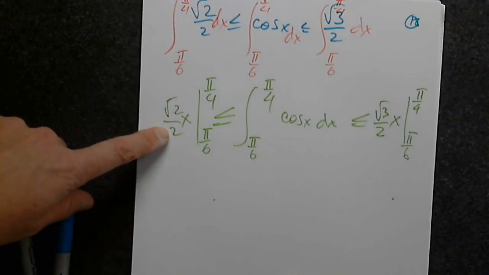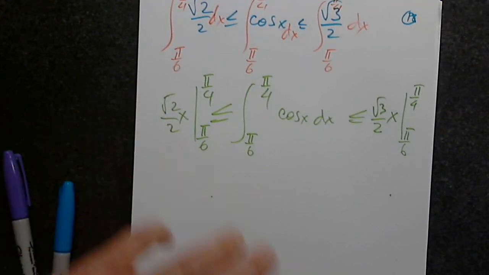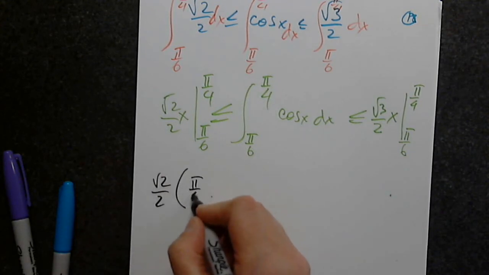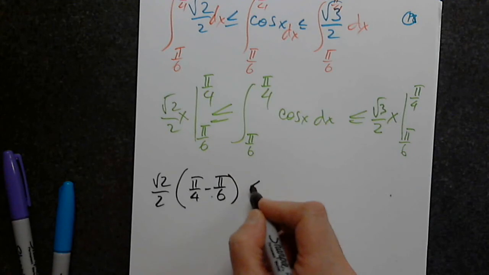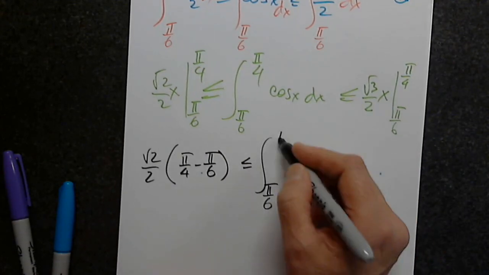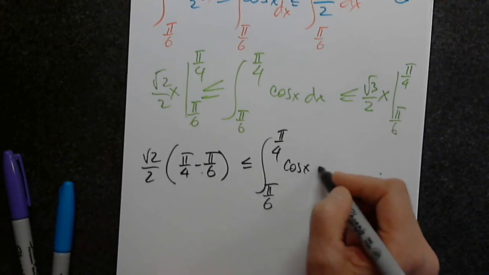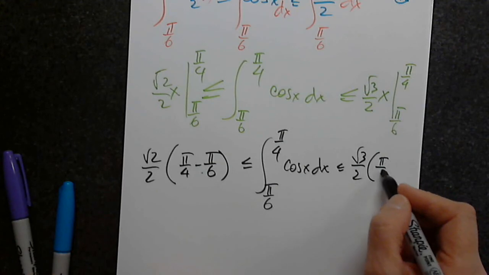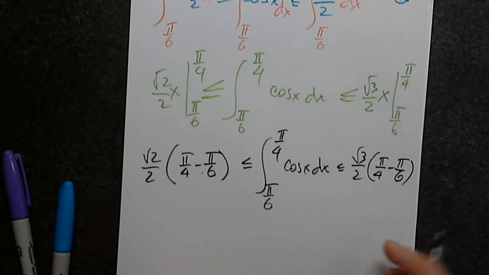So fundamental theorem of calculus part 2 allows us to find this. In other words, the square root of 2 over 2, and in parentheses, pi over 4 minus pi over 6, less than or equal to the middle, pi over 6, pi over 4, less than or equal to the square root of 3 over 2, pi over 4 minus pi over 6.